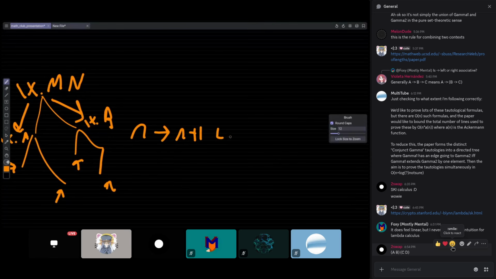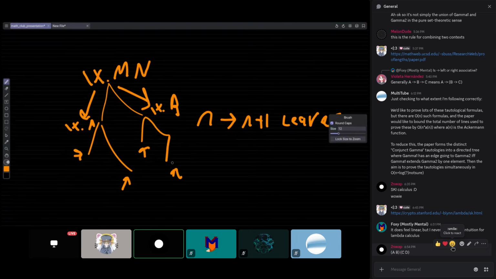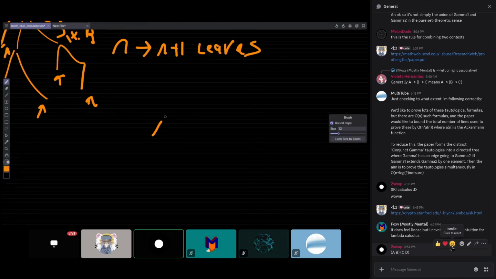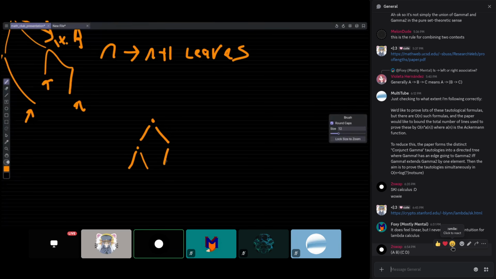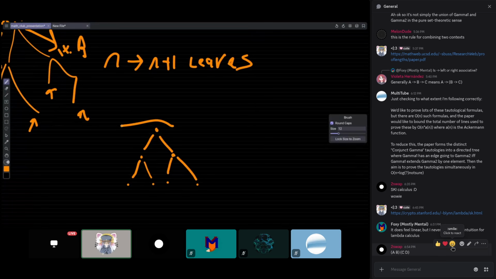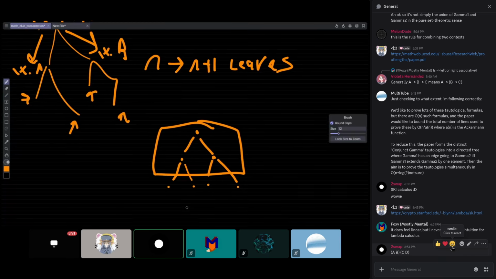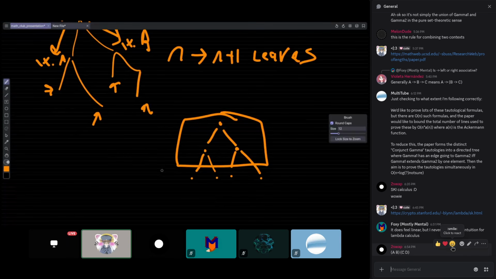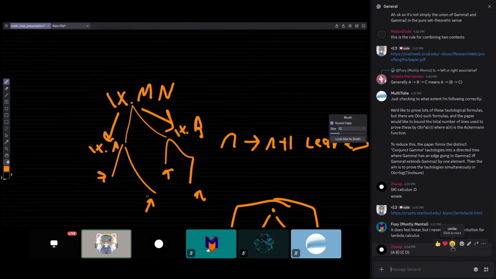Wait, no. How do you arrive at that? The leaves are a subset of the nodes. Or do you mean non-leaves? If there are n non-leaves, then there are n plus one leaves, assuming a balanced tree. Is that what you're saying? So if you count these as your nodes, there's three nodes. Then there's n plus one leaves. So you have n plus one instances of x.